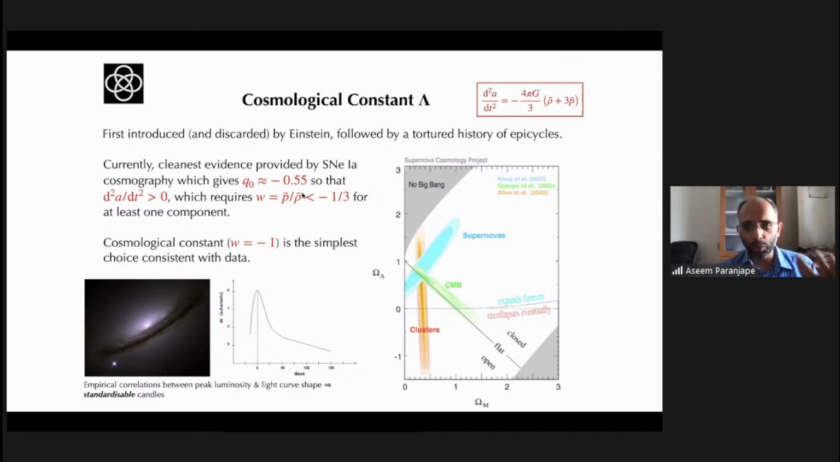Okay, so now if you do cosmography using type 1a supernovae, which are standardizable candles, if you're interested in this, let me know later, I can answer questions. Turns out that the value of Q0 is actually negative. So this a double dot that is being inferred is positive. Okay, and this requires your equation of state to be this super strange, less than minus one third. And the cosmological constant actually provides one of the cleanest solutions to this issue. And not just supernova cosmography, but also CMB data, cluster data, et cetera. All of them are now giving us a consistent picture, which is called this lambda CDM, standard model of cosmology, in which lambda stands for the cosmological constant, in which omega lambda has a value of approximately 0.7, omega matter has a value of approximately 0.3. Okay. So this is the cosmological constant.